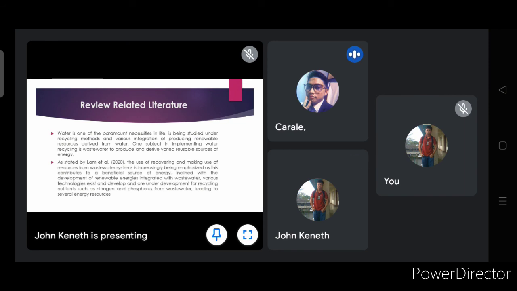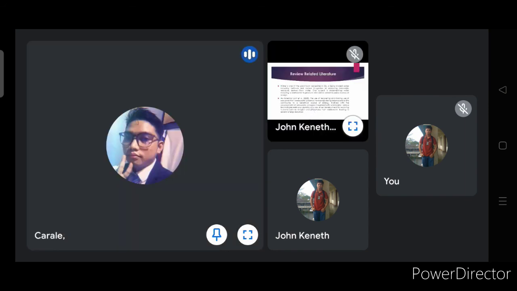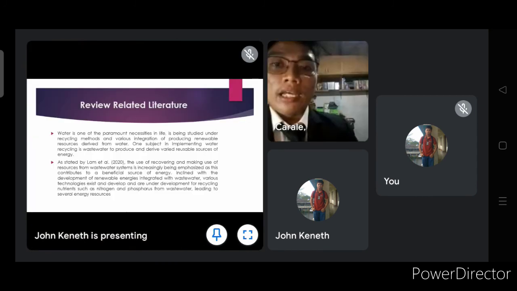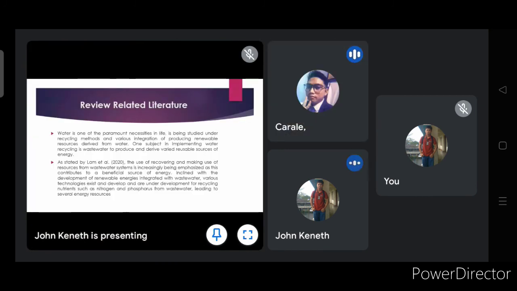So next we're going to talk about the review of the related literature. So we can see here that it talks about water. Water is one of the most paramount necessities in life. So it is being studied under recycling methods and the various integration of producing renewable resources derived from the water. One subject is implementing water recycling of wastewater to produce and derive direct reusable sources of energy.